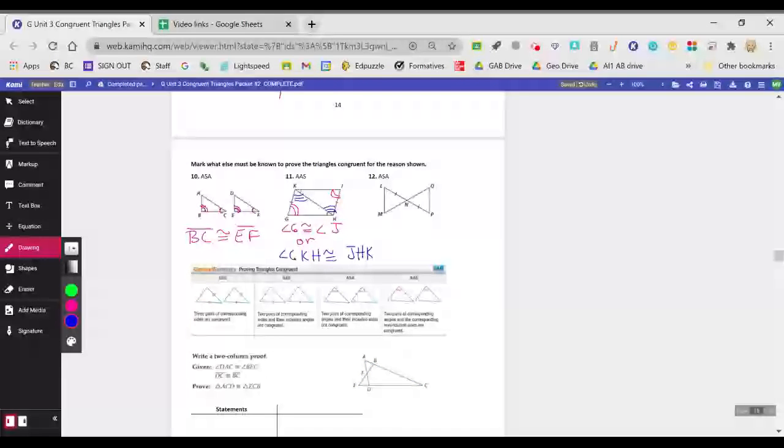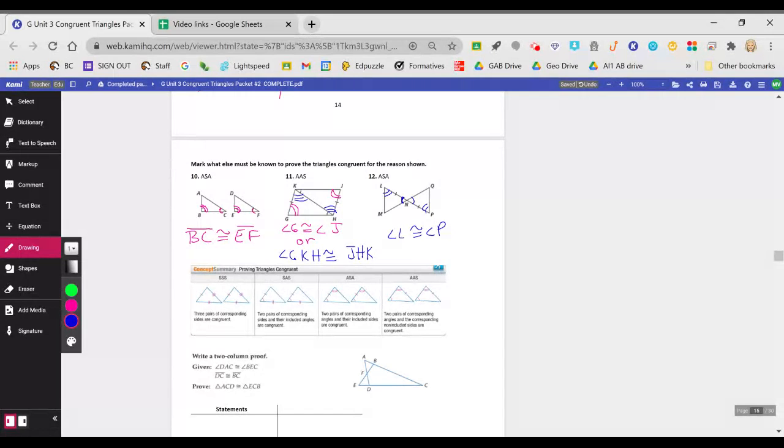Number 12, in order to do angle, side, angle, I already know these 2 angles are congruent because they're vertical. So angle, side, angle means my side has to be included in my angles. So I would need to know angle L is congruent to angle P.